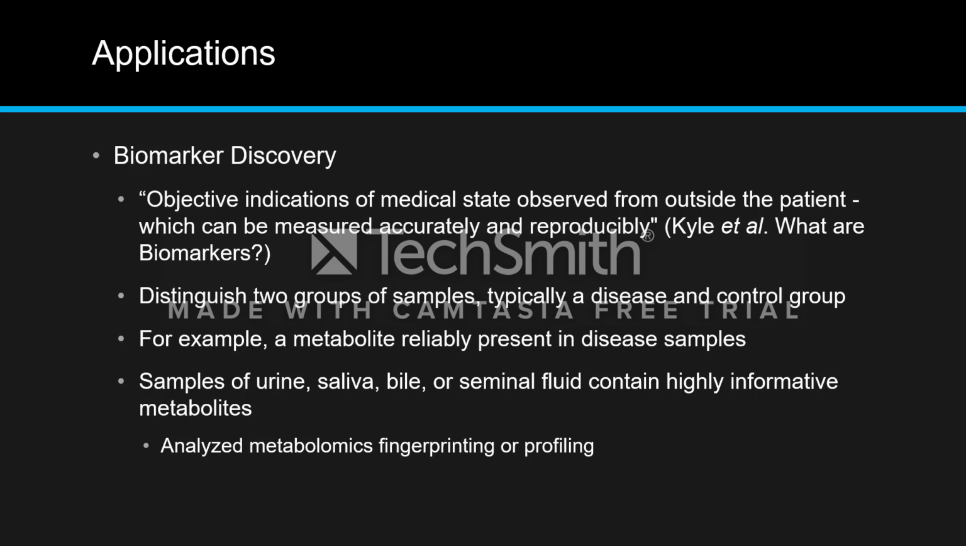Biomarker discovery is distinguishing two groups of samples, typically a disease group and a control group. For example, a metabolite is present in disease samples such as urine, saliva, bile, and seminal fluids, which contain high amounts of metabolites. Think about it: whenever you metabolize, where would you find most of the product after you've eaten? In waste.